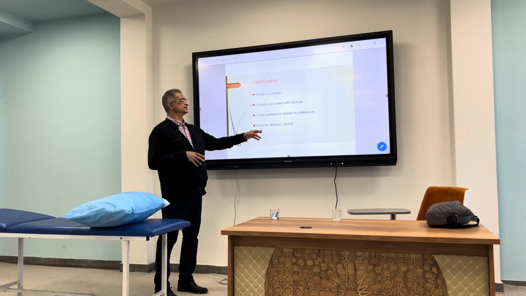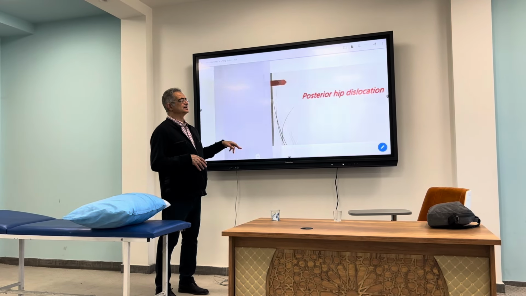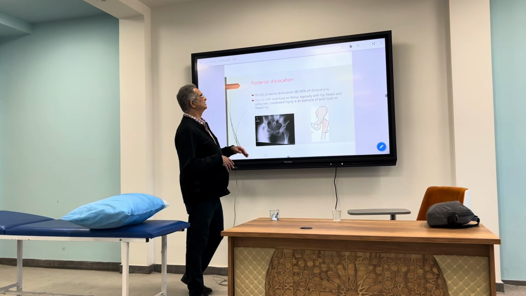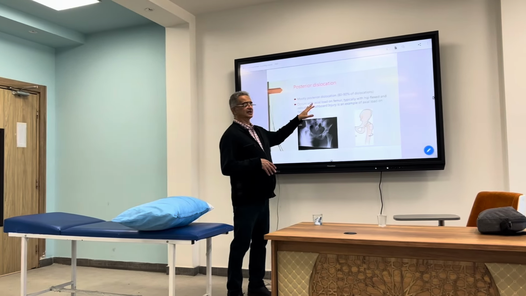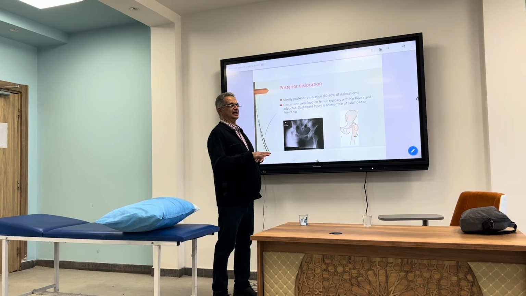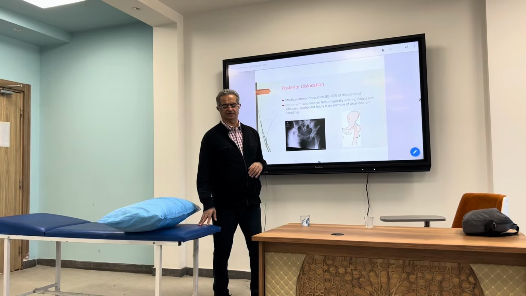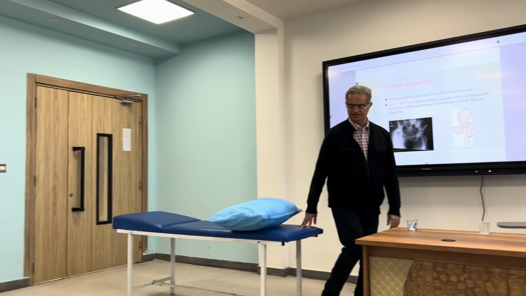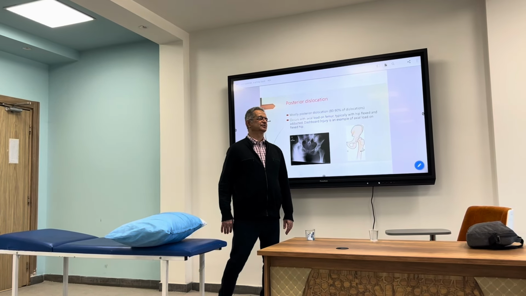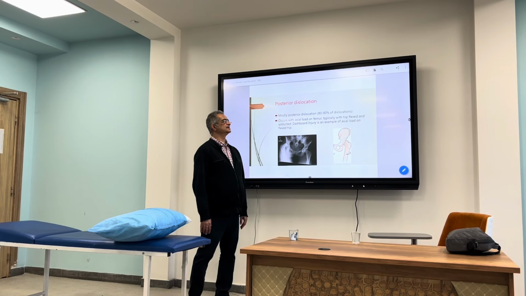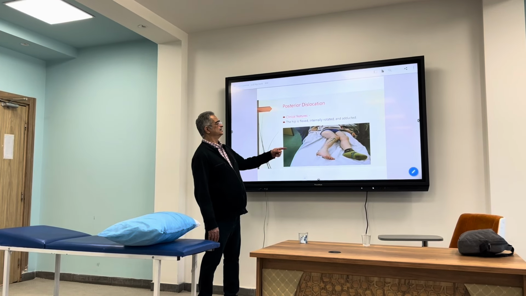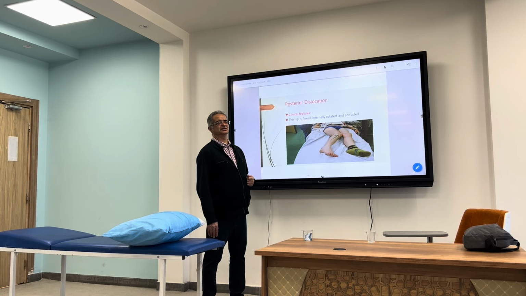They include posterior, anterior, and central. As I explained, the posterior type includes most dislocations, involving flexion, adduction, and internal rotation, with displacement from anterior to posterior. That provides an example of a dislocation for you. This is the position of the patient.